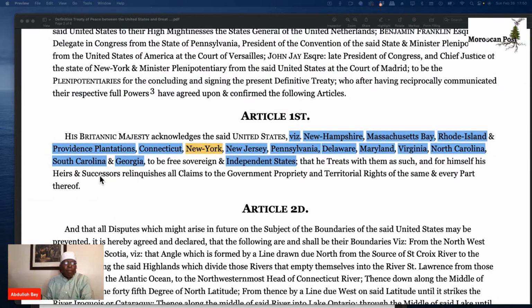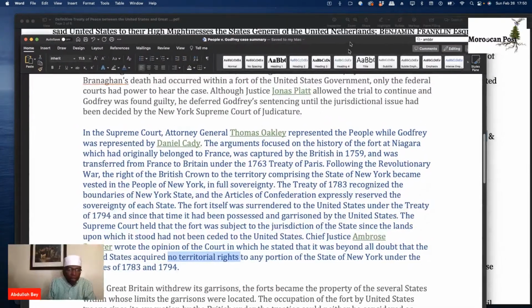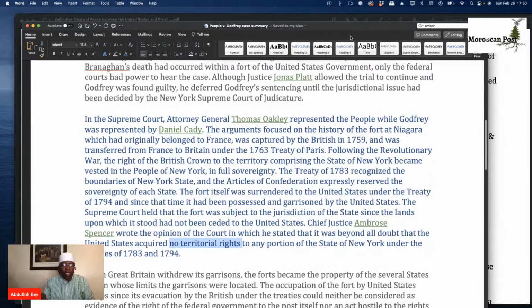This is a military base in People versus Godfrey. What happened? An army soldier had killed another army soldier, who was a prisoner, with a bayonet on their way to the barracks.